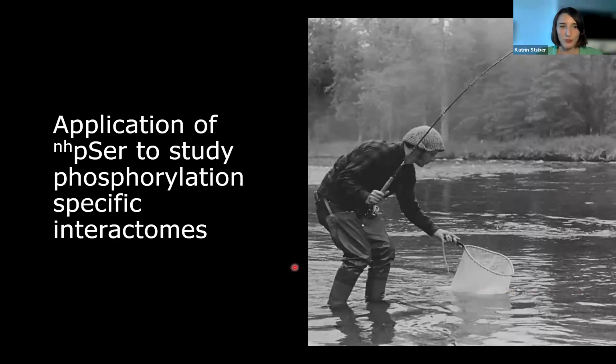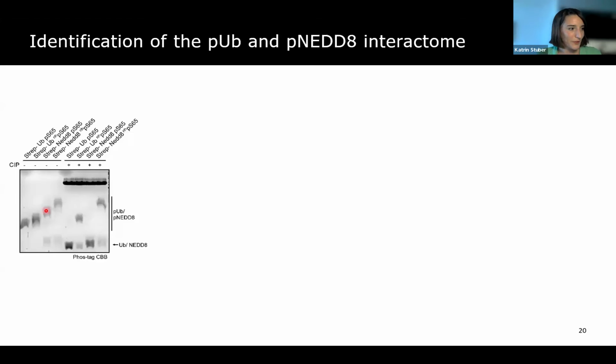Now, what do we use these for? So far, I mostly talked about the normal phosphorylation, but I showed you that these non-hydrolyzable analogs are really a good mimetic. And now I would like to show you what we use them for. We use these non-hydrolyzably phosphorylated variants to identify the phosphorylation-specific interactome of these proteins. To do this, we generated these variants with an N-terminal strep tag. So we have the ubiquitin, the phosphorylated ubiquitin, the non-hydrolyzably phosphorylated ubiquitin, and the same for NEDD8 with an N-terminal strep tag as a handle.